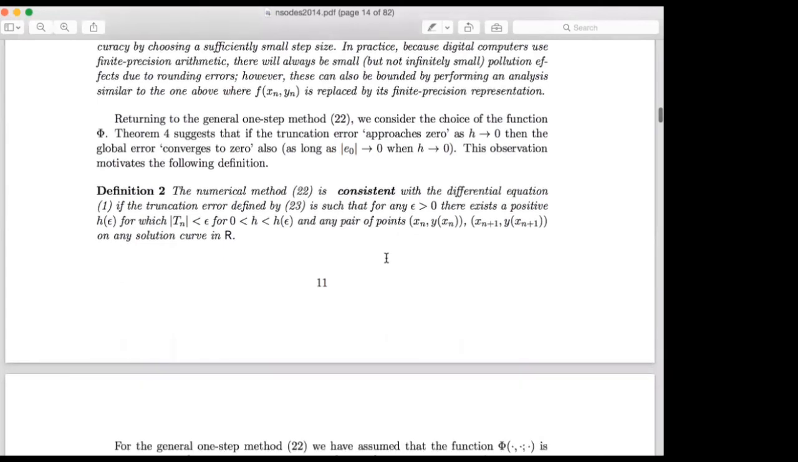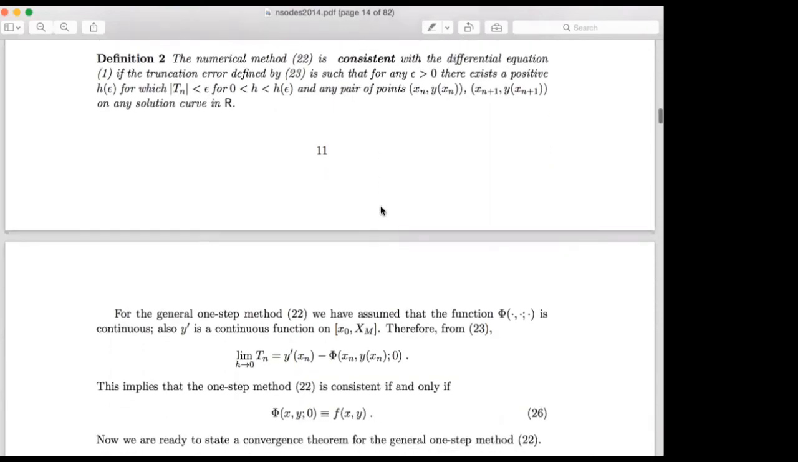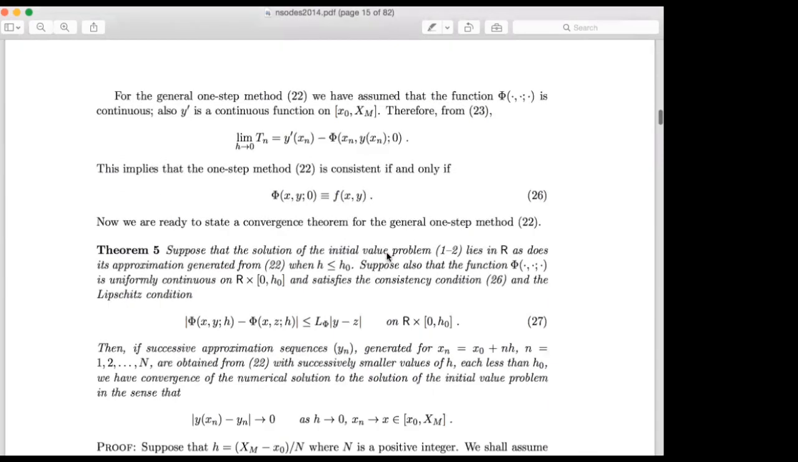Consistency they have explained. Whatever I discussed in the last, the numerical method is said to be consistent with the differential equation if the truncation error, as we already defined, is such that for any epsilon greater than 0, there exists a positive H epsilon, which of course depends on this epsilon, for which mod Tn is less than epsilon for all H lying between 0 and this H epsilon, and any pair of points in the region R. Roughly, you can say that as H tends to 0, if this Tn tends to 0, then we say that the method is consistent. Am I right?